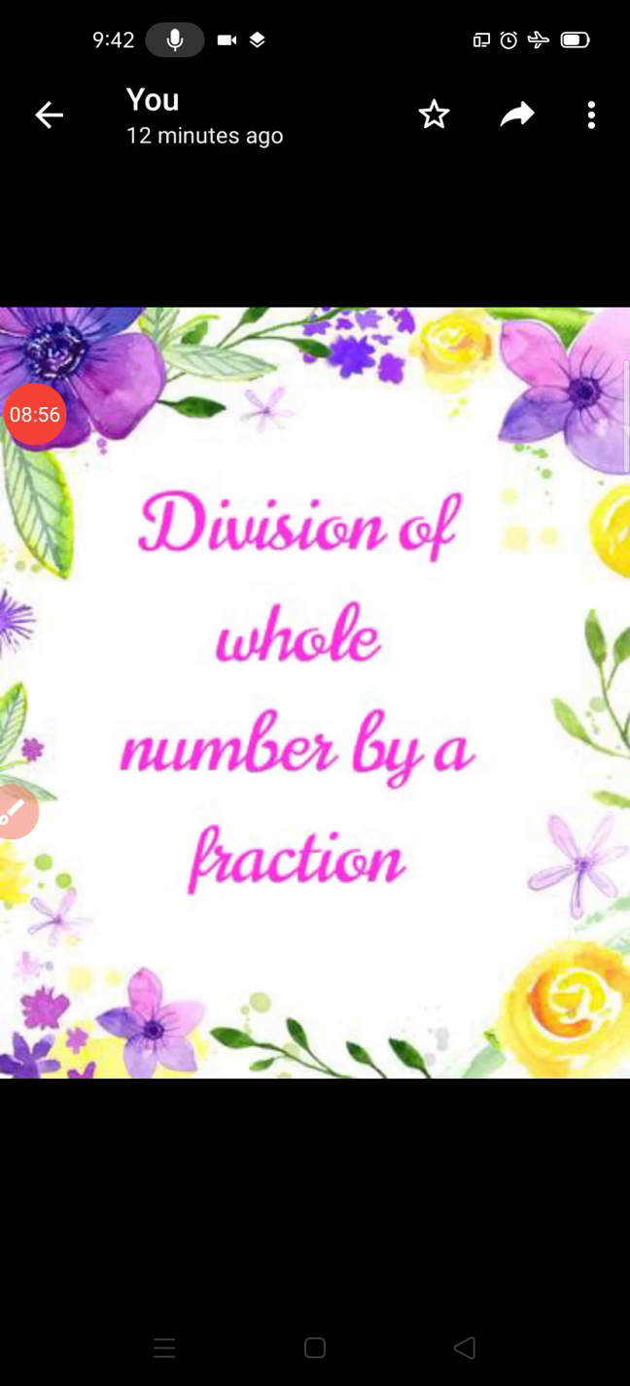You have to remember these steps. For dividing a whole number by a fraction, first write the whole number as a fraction and then replace the division sign with a multiplication sign and write the reciprocal of the given fraction. Multiply the numerator by numerator and denominator by denominator. The product of the whole number and the reciprocal of the fraction will be the quotient.